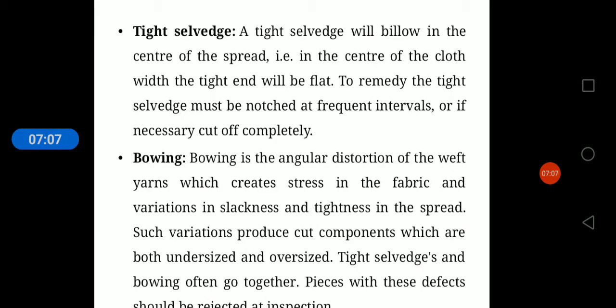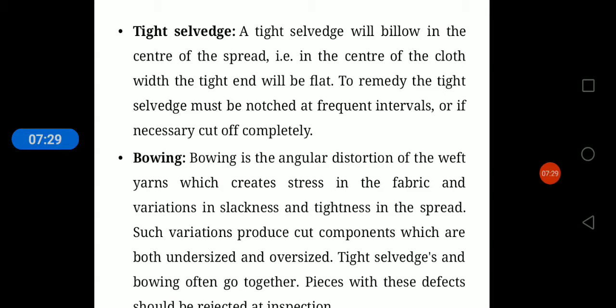Tight selvage. A tight selvage will be below in the center of the spread, that is, in the center of the cloth width the tight end will be flat. To remedy this, the tight selvage must be notched at frequent intervals, or if necessary cut off completely.